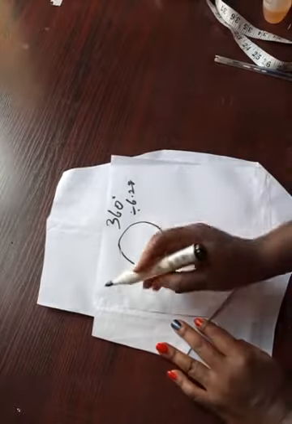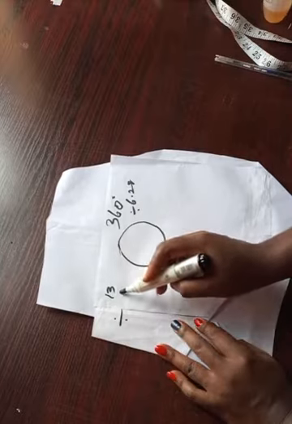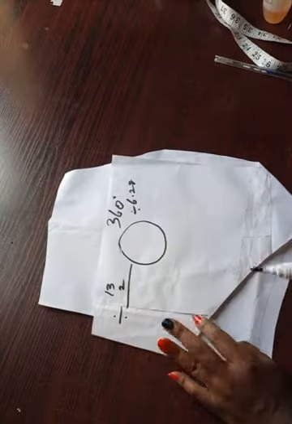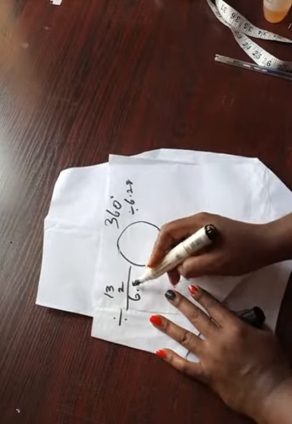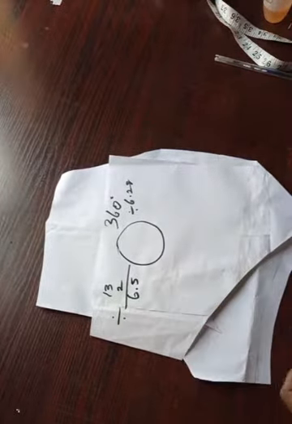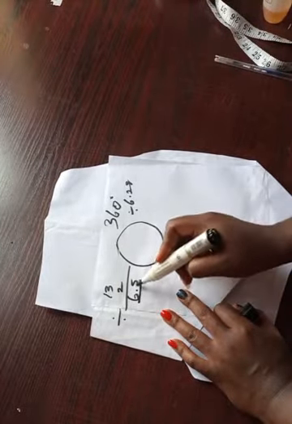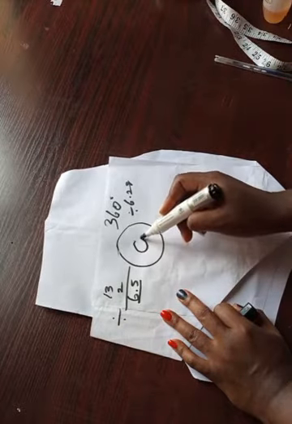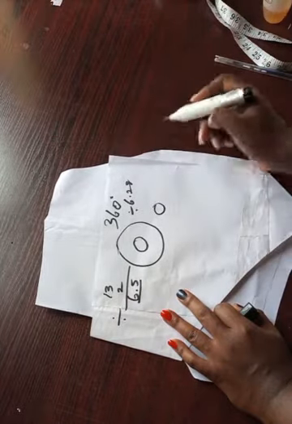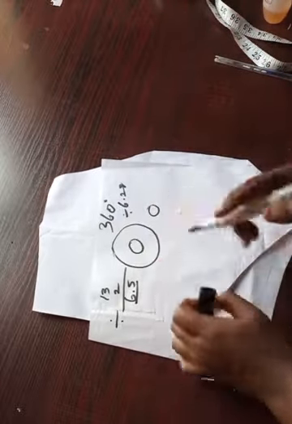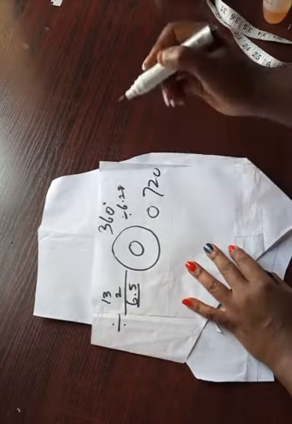So let's assume our circumference is 13. We're going to be dividing 13 by 2, and 13 divided by 2 will give us 6.5 inches. So what that means is that we're going to use 6.5 to create a 360-degree flare, use another 6.5 to create another 360-degree flare, and then we'll put the two flares together to get a 720-degree flare.